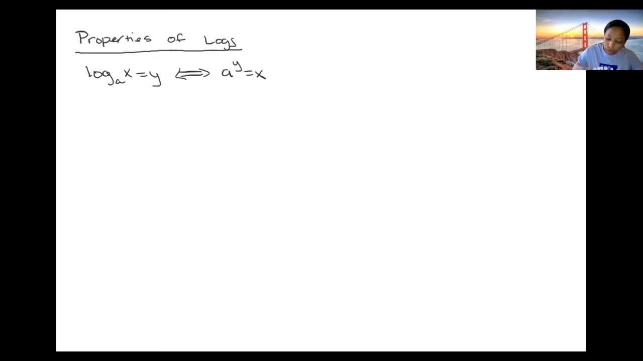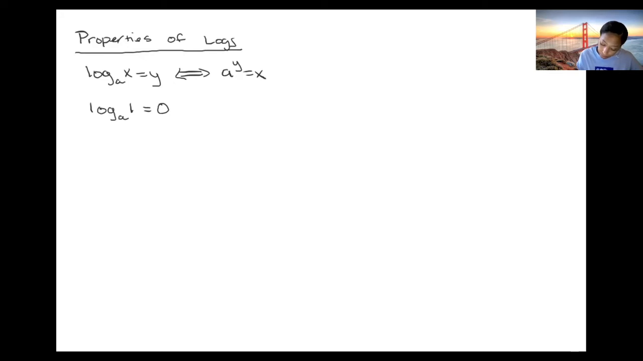Okay, second rule. Let's think about what these logarithms mean. If we have log base a of 1, this is saying a to what power equals 1. So if I take anything, what power do I need to raise it to in order to get 1 as my output? That would be 0. Since a to the 0 power equals 1, that tells us that log base a of 1 is equal to 0.